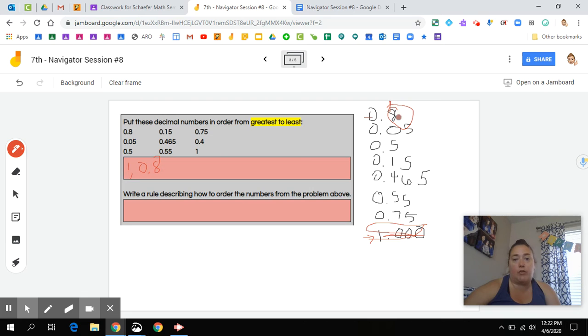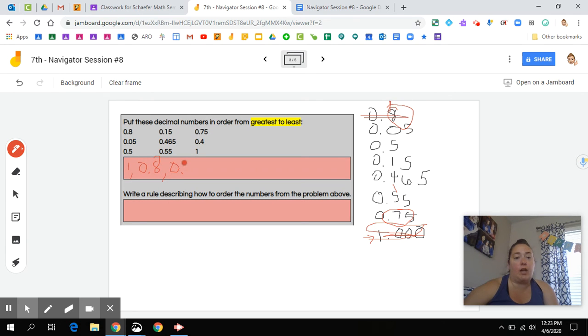And then I would cross that off my list, right? We used that one. And I'm going to continue looking in the hundredths place. I have zeros, fives, ones, 4s, and a 7. A 7, that's the next largest, right? A 7 in the hundredths place. So that one's going to go next, 0.75.